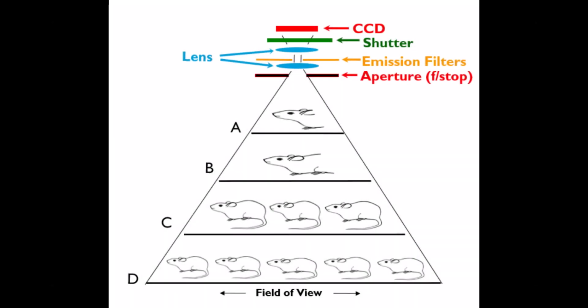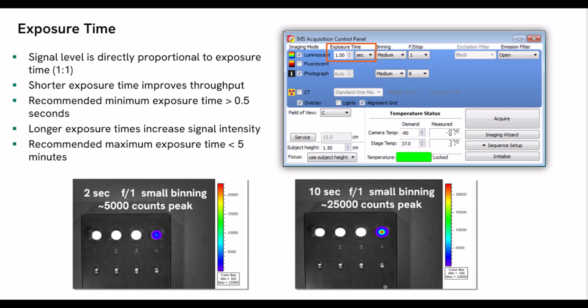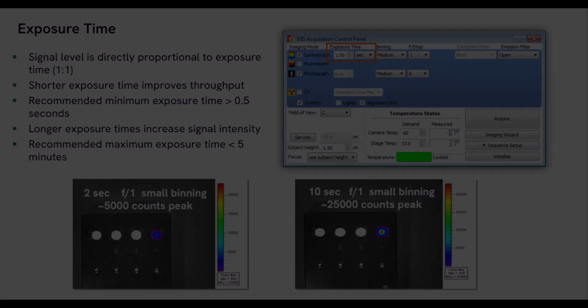The field of view is the size of the imaging field. A is the smallest and C or D will be the largest. The field of view options are slightly different between the different IVIS instrument models. Exposure time is the length of the image acquisition, or the amount of time that the shutter remains open to collect light. The recommended settings for exposure time are a minimum of 0.5 seconds and maximum of 5 minutes.